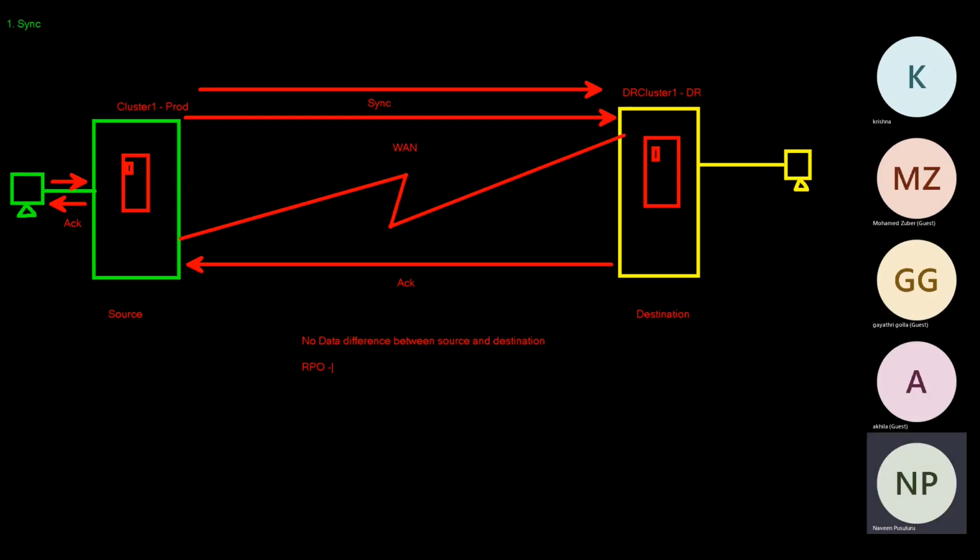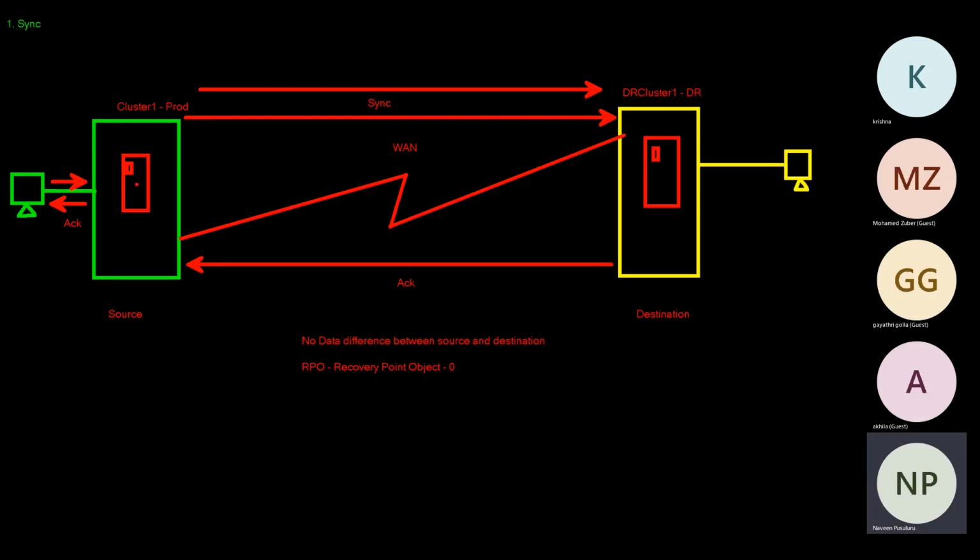We call this RPO. RPO means recovery point objective. That means whenever any disaster happens, how much data can we recover? Can we recover all the data, or might there be a little loss of data on the destination? But here RPO is 0. Why is RPO 0? I mean, actually it is 100%.